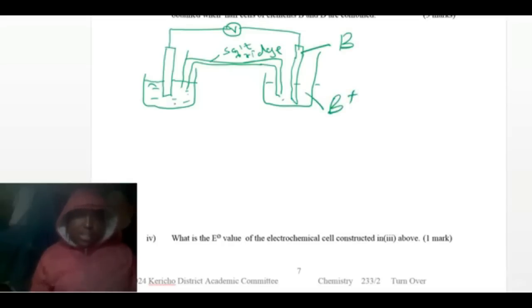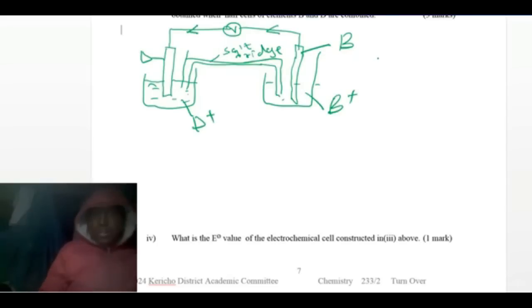So if I say that this one is B, then the solution inside here should be B positive, the ions of that. And this one is going to be D, and the solution here should be D positive. Then the electrons should be moving from where to where? From B to D, because B is more reactive. It is the one that is going to give electrons, and this diagram is completely perfect for you to get 3 marks.